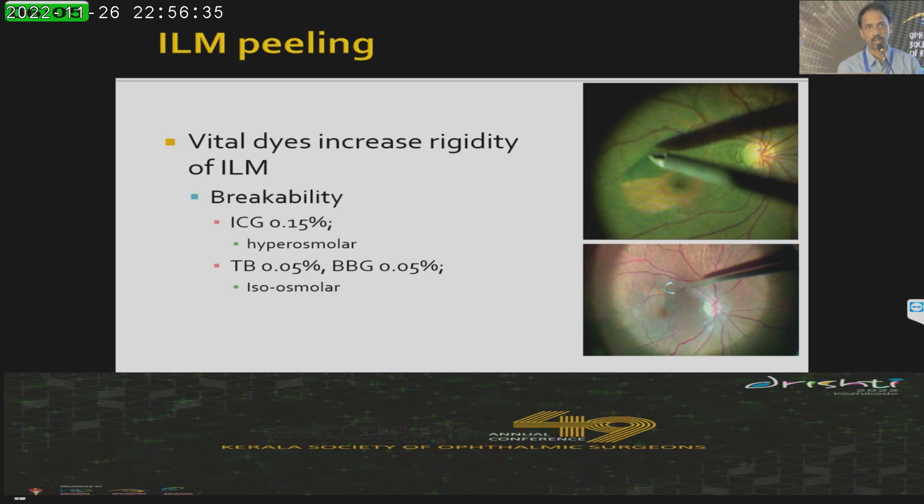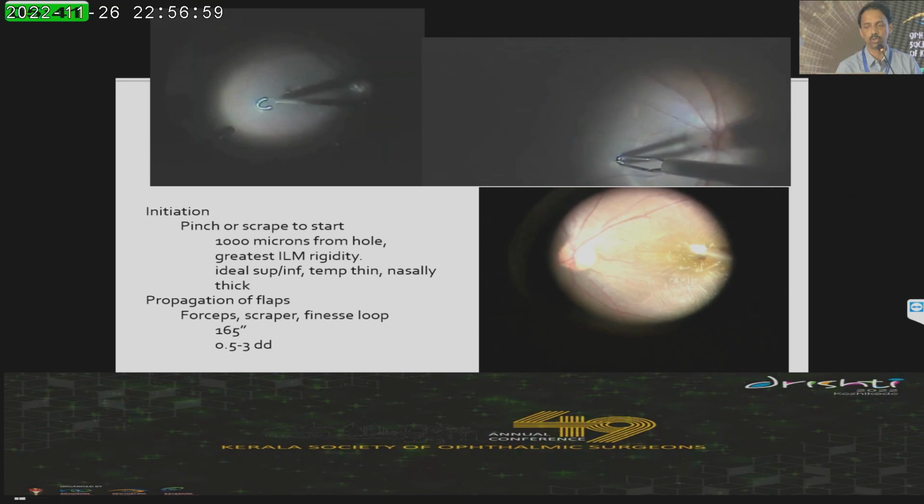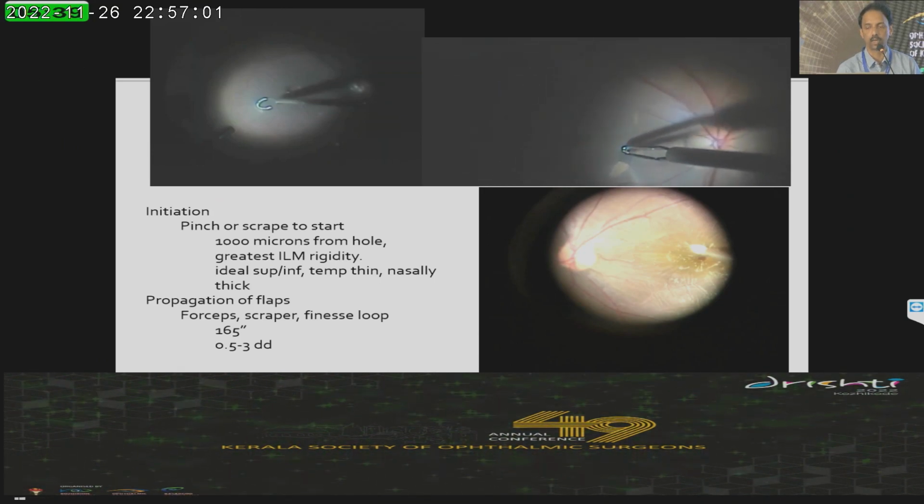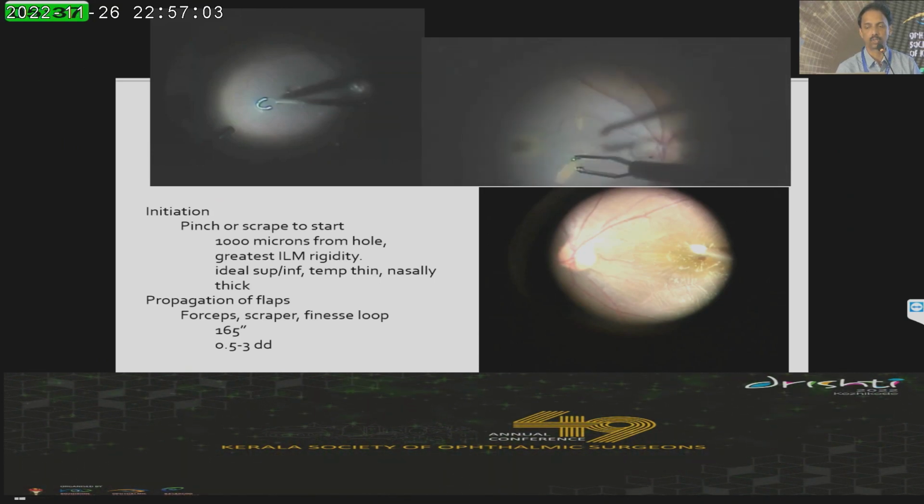Now ILM is a transparent structure, so to visualize the ILM, we need to use a dye like ICG or trypan blue or brilliant blue to stain it. Once you stain, it's just like the anterior capsule. Once you stain these membranes, they get a little rigid and they become more breakable, and that is what helps us in peeling these membranes. The usual technique that we do is a pinch and peel technique. As you can see in the video here, we are using an ILM forceps, the special ILM forceps.